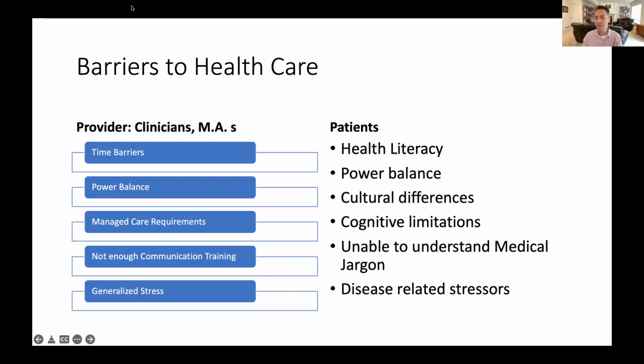And of course, you have your disease-related stressors, where a patient will come to us and say, I just feel sick, I'm stressed out, I don't want to talk to anybody, it's up to you to figure it out. So I know we have multiple barriers that we have to deal with. Next slide.